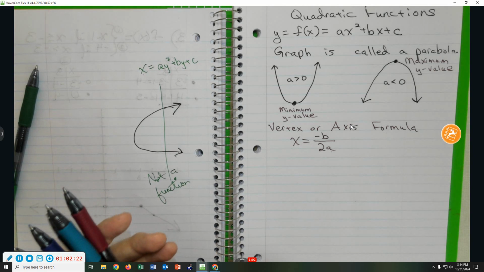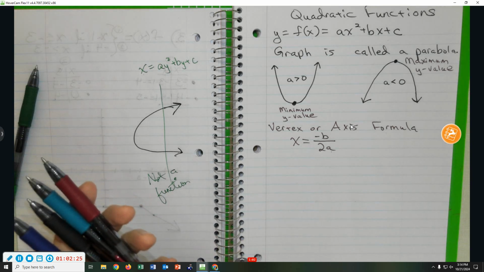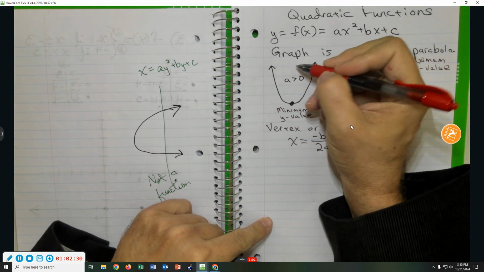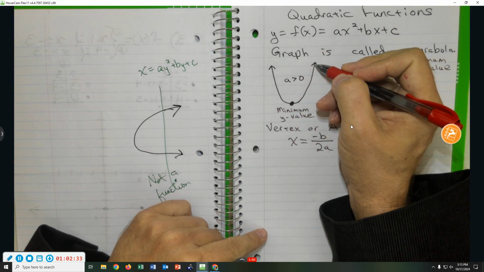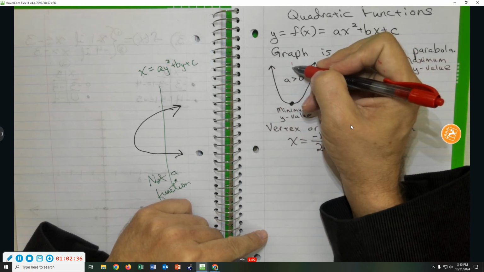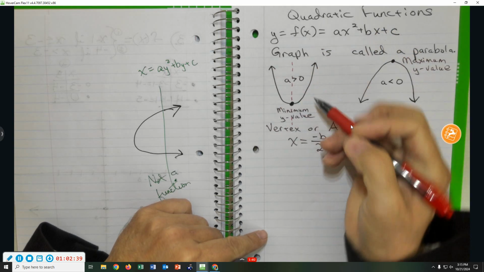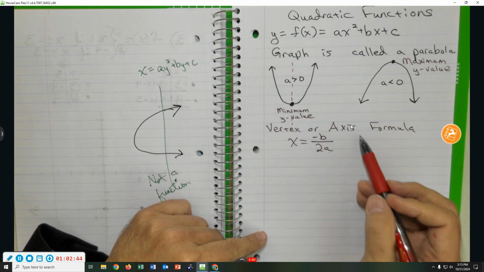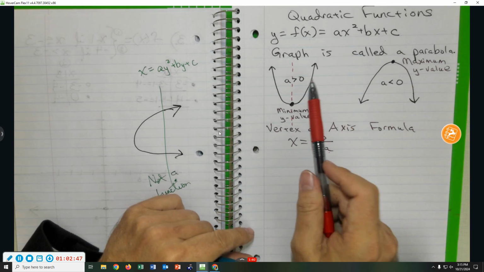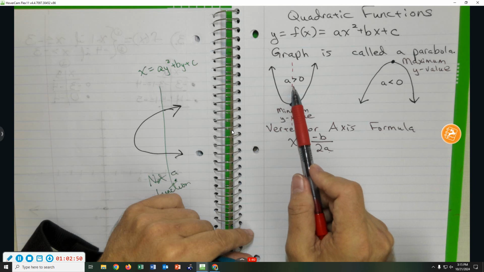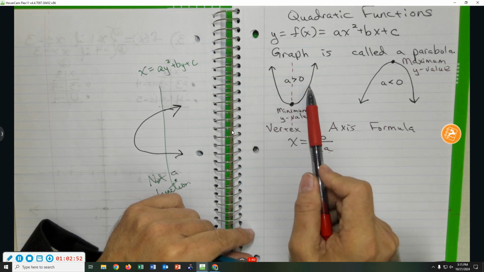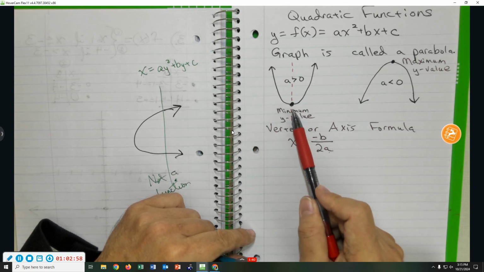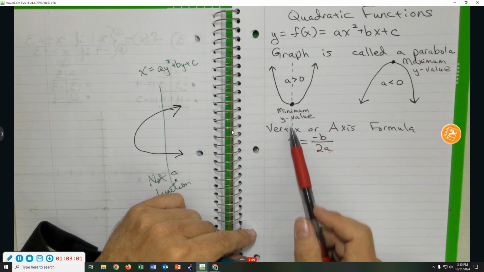Parabolas are symmetric about a vertical line passing through the vertex. If I tried to take this parabola and fold it down the imaginary vertical line passing through the vertex, that imaginary vertical line is called the axis. If I were to fold this paper down that line right there, the right-hand portion should lie directly on top of the left-hand portion. These things are symmetric about that axis.